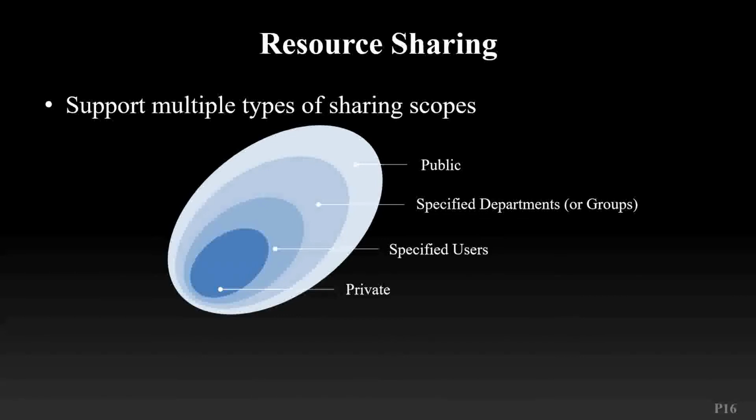So there are 4 levels of sharing scopes: public means everyone can see it, specified departments or groups, specified users, where you choose which user can see your resource, and private means only you can see it.